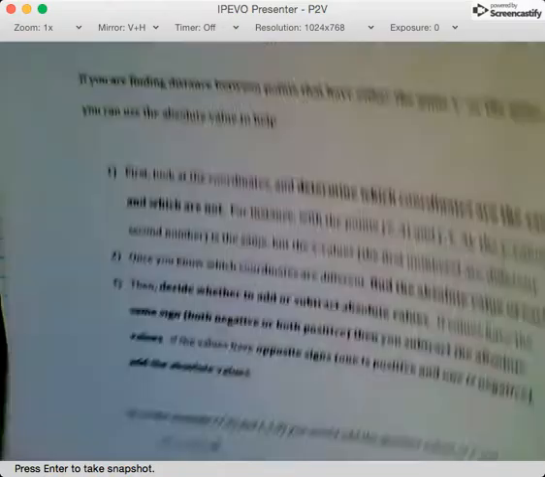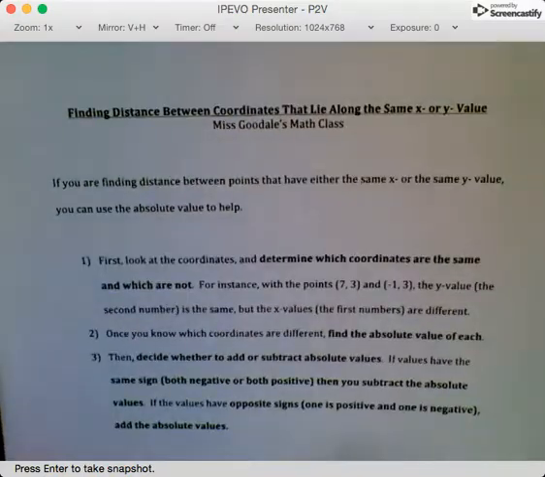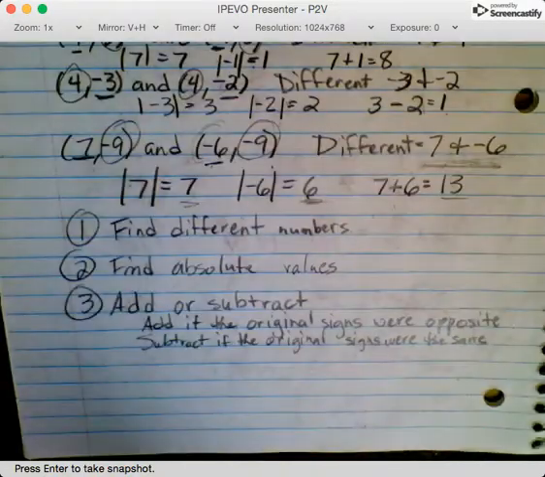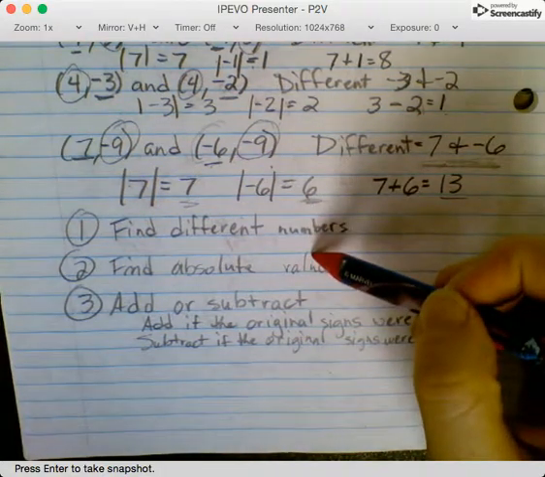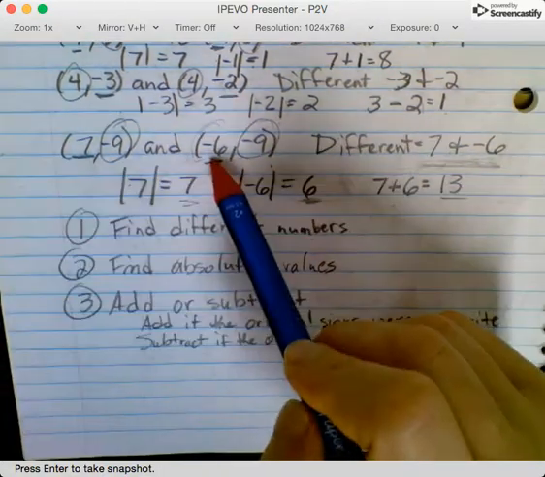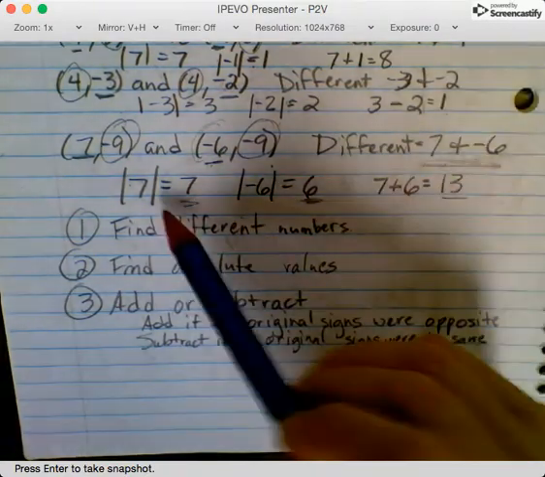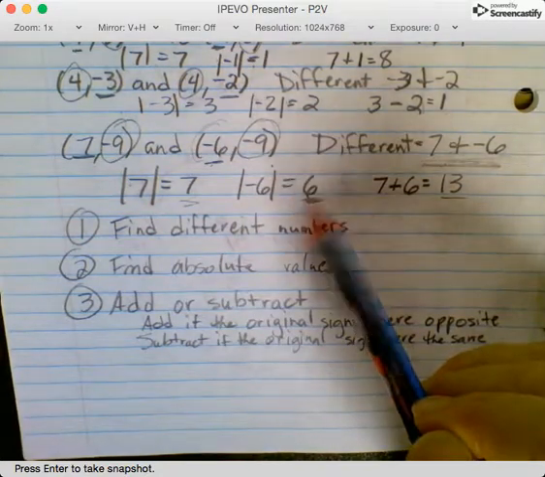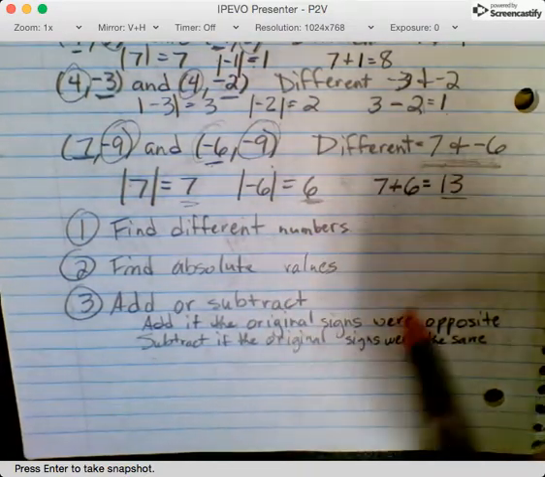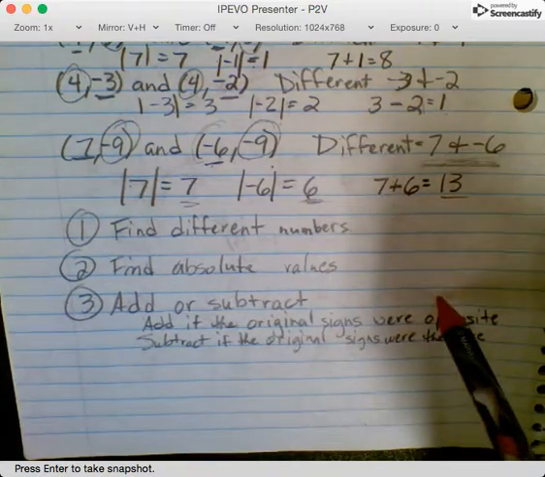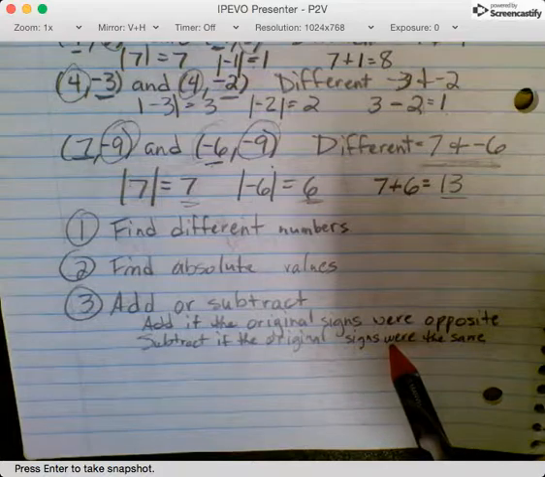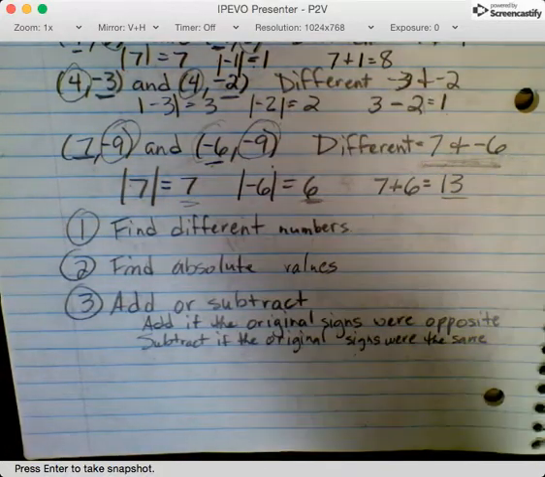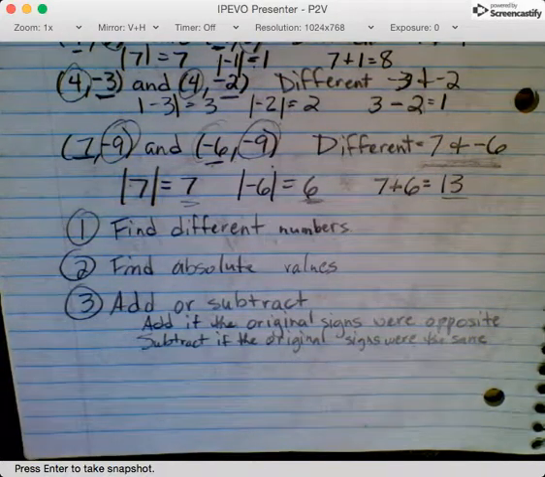If you recall, I showed you some notes that we looked at in the other video, and at the end I went over these steps. You find the numbers that are different, find the absolute value of them, and then either add or subtract. Opposite signs add, same signs subtract. Okay, that's really quick, but we have a lot to go over.